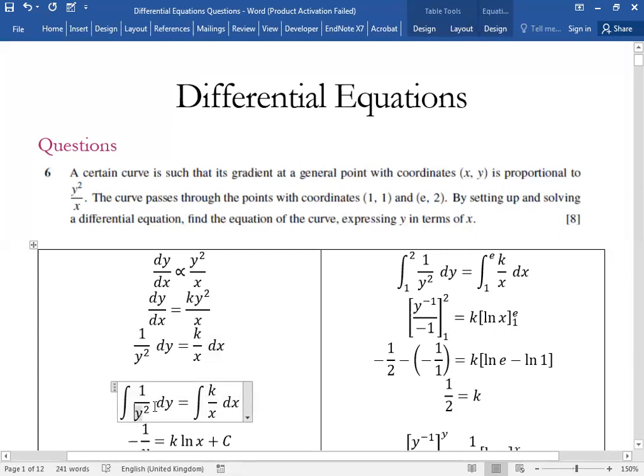Can you integrate both sides and let me know? Remember, the left side will now be integrated with respect to y, and the right side will be integrated with respect to x.